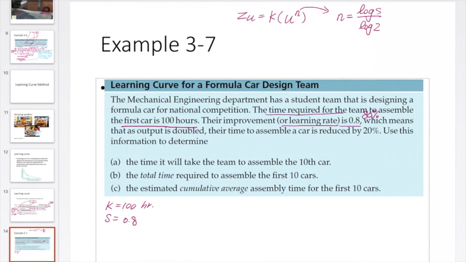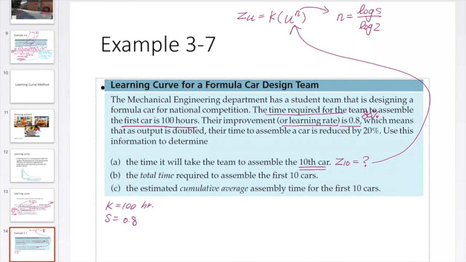Use this information to first calculate the time it will take the team to assemble the 10th car. We said Zu is the time cost for the u-th car, so the time cost for the 10th car is Z10. Obviously, we're going to use this formula. And the second question is the total time required to assemble the first 10 cars. That's a total time cost.